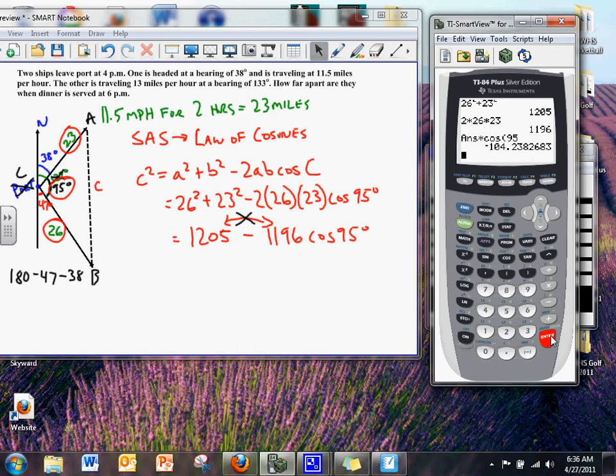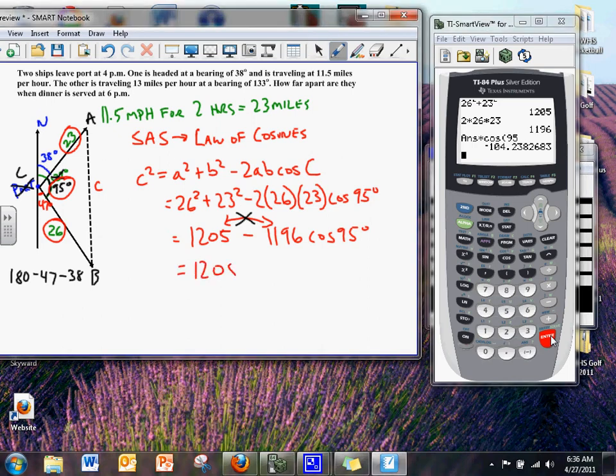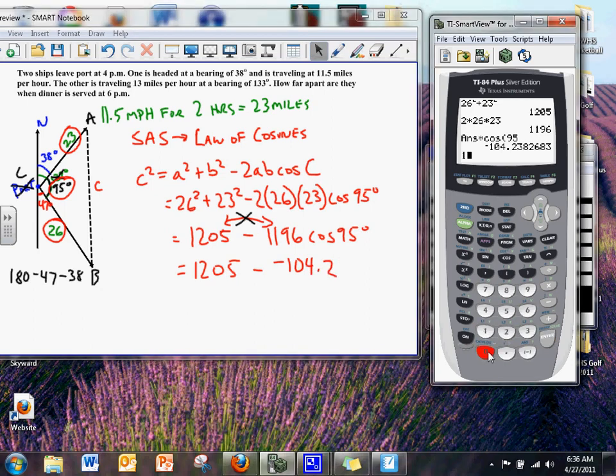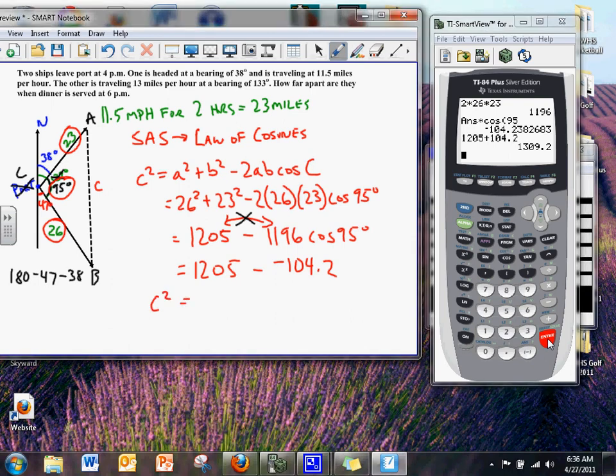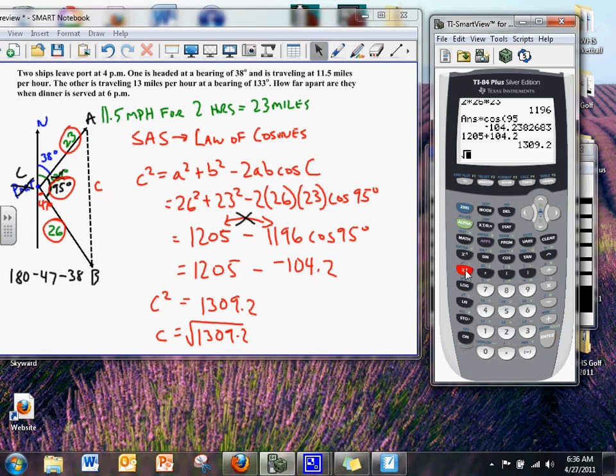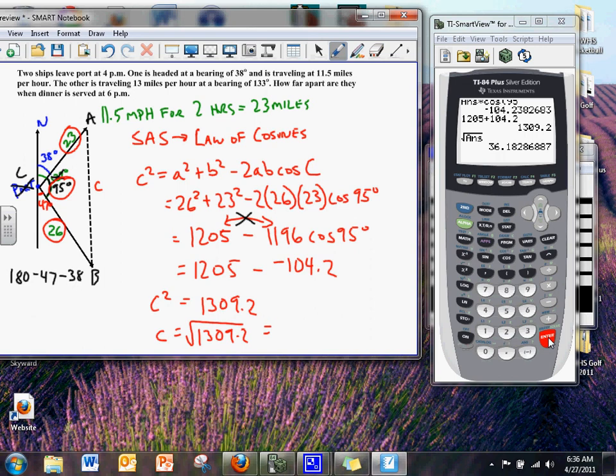So anyway, it's getting more complicated. It needs to be 1205 minus negative 104.2. That's just plus 104.2. So c squared is equal to 1309.2. And then c is going to be equal to the square root of that, which is 36. Does that make sense? Ooh, I like it. I may have done it right. 36.2 miles apart.